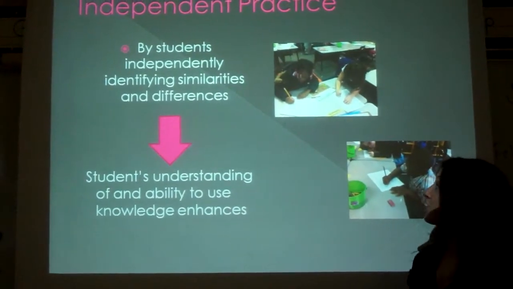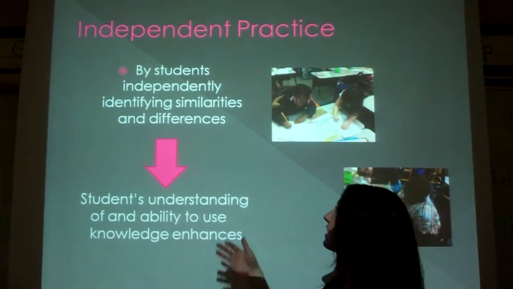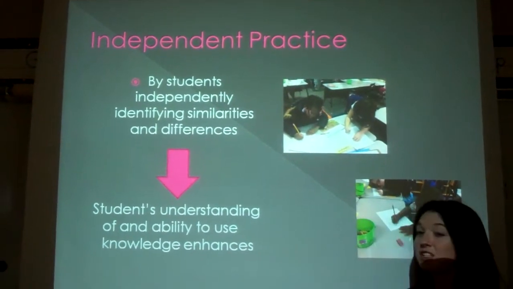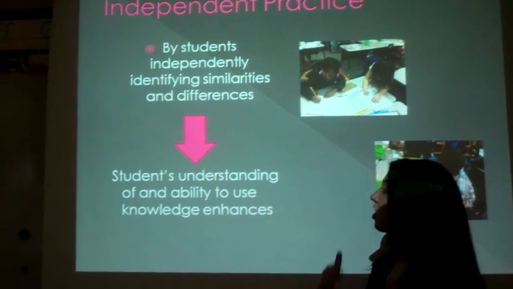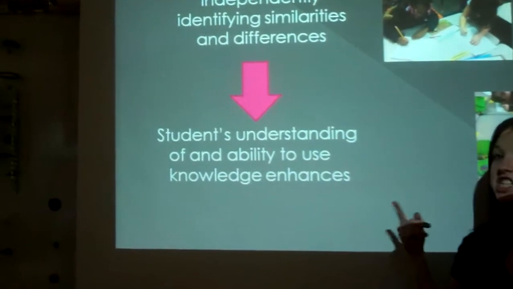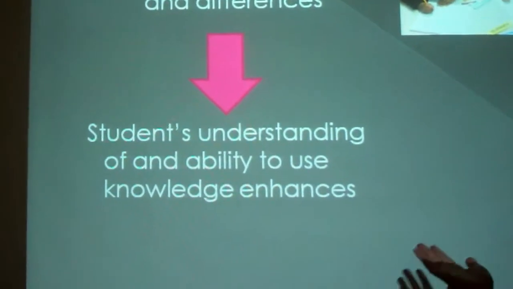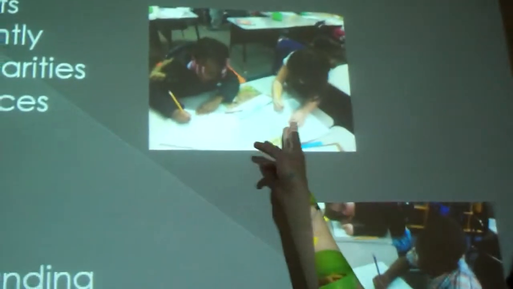The next type of instruction that's helpful for students to learn this task is independent practice. By students independently practicing learning similarities and differences, it also helps their understanding of and ability to use knowledge in the classroom. Here's an example of some students working independently. At this point, they are using the Venn diagram as the teacher had presented the previous day to make comparisons and contrasts to two different items.